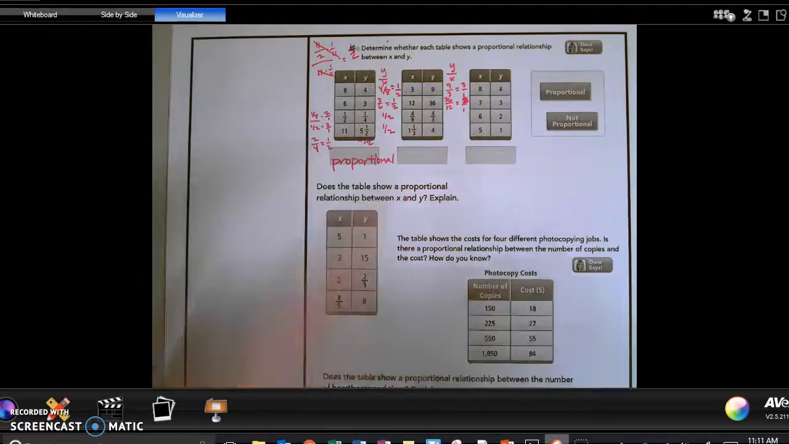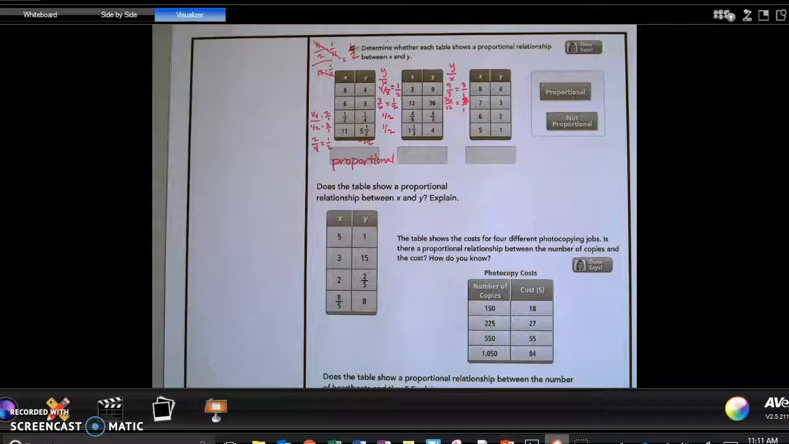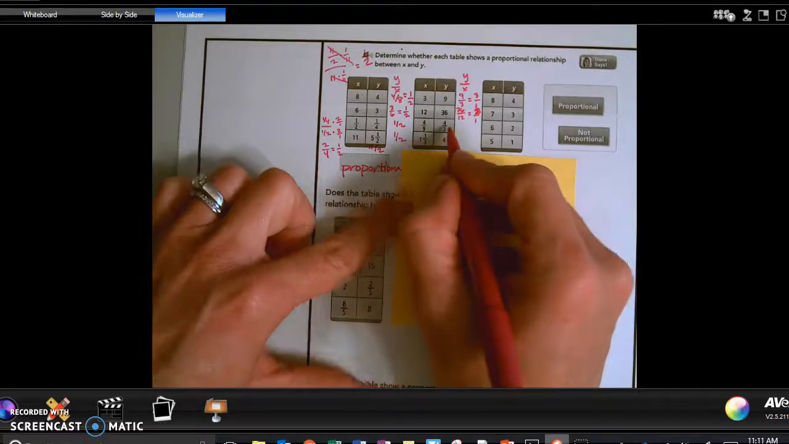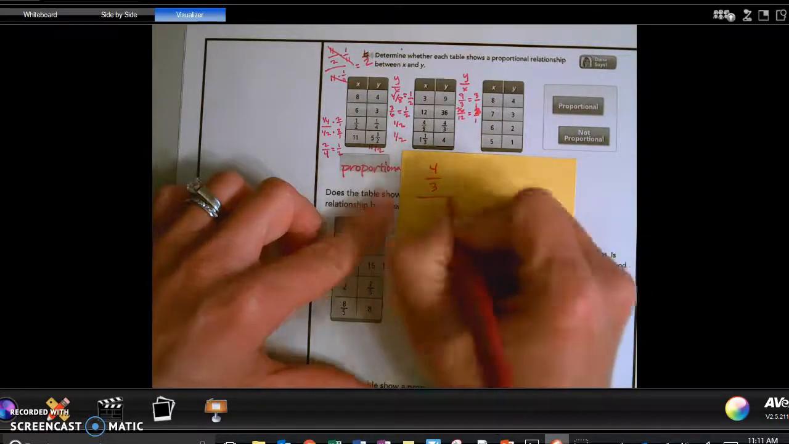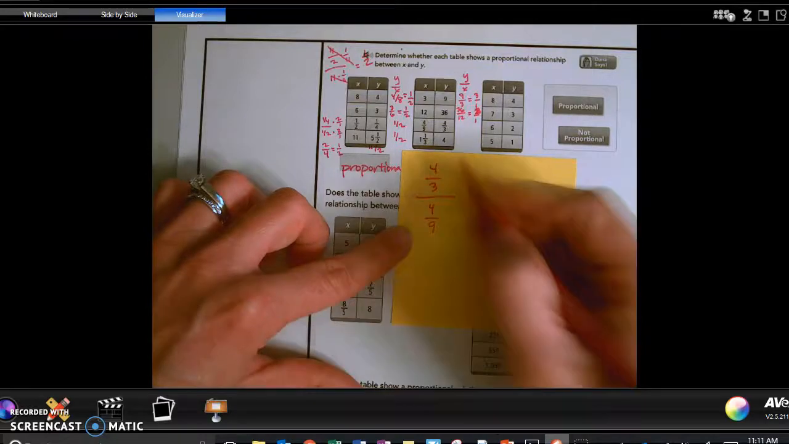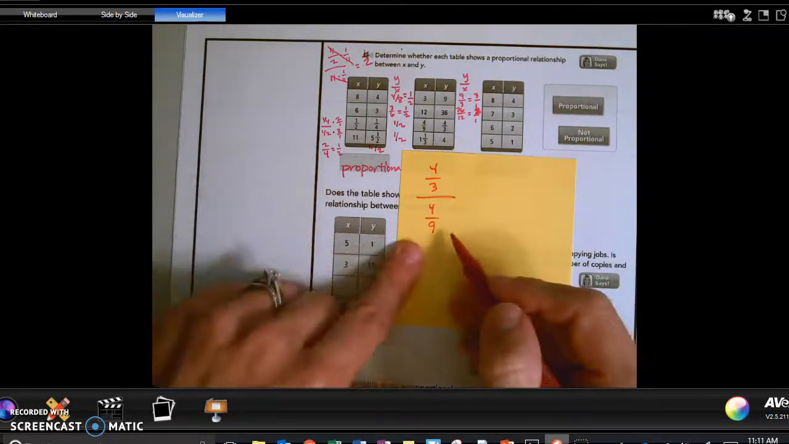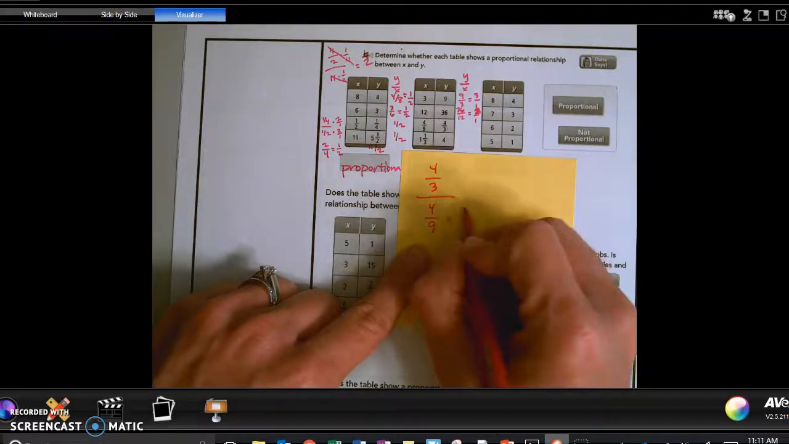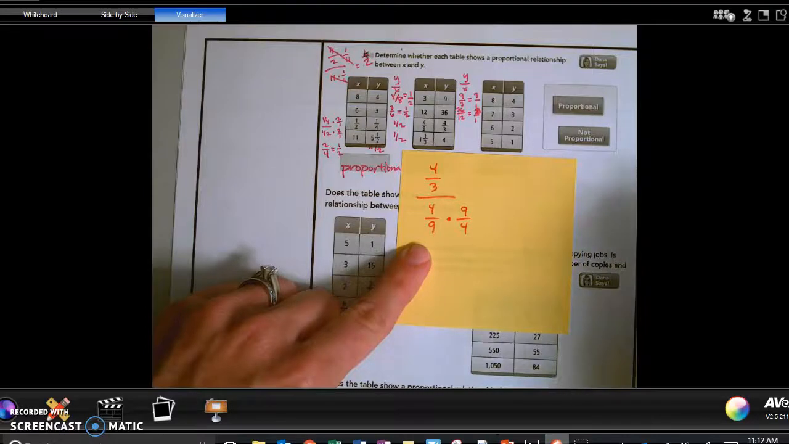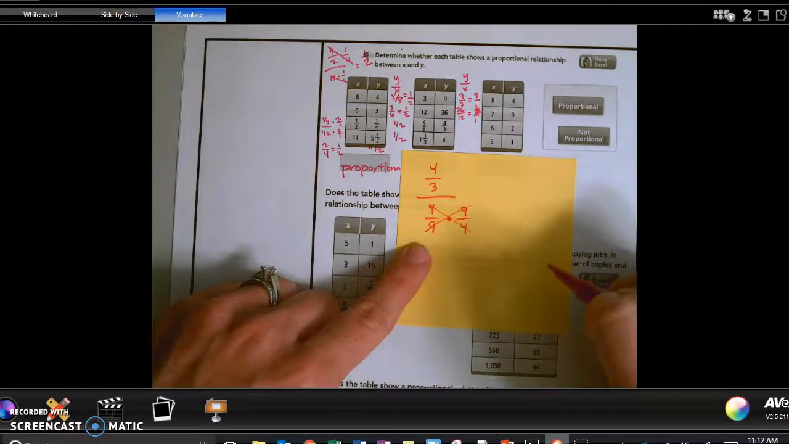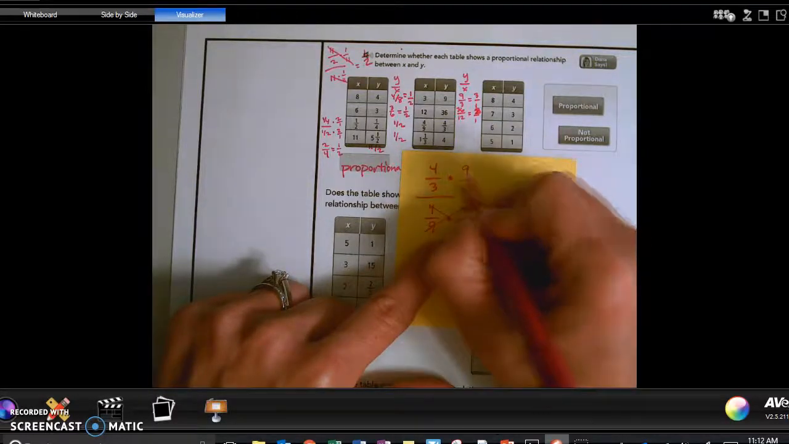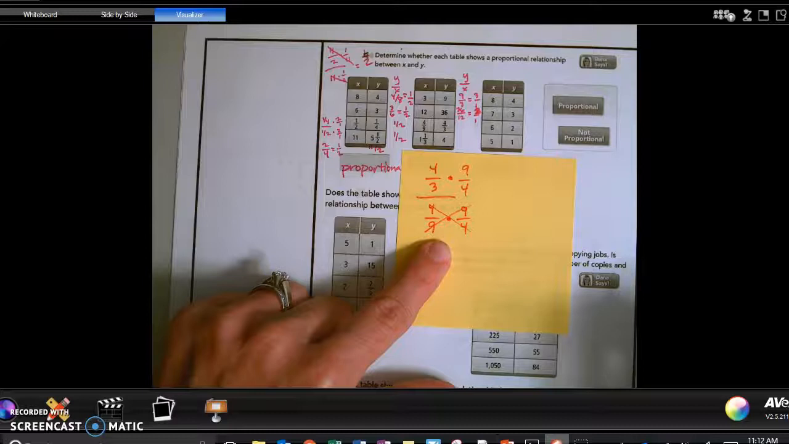Let's check 4/9 to 4/3. I'm going to need a little more space to work this one out. So my y is 4/3, my x is 4/9, so I'm going to write y to x. Since I have a fraction I want to get rid of, I'm going to multiply by the reciprocal. The reciprocal of 4/9 would be 9/4, and I do that so that these will cross cancel. Whatever I do to the bottom of a fraction, I must do the same to the top.